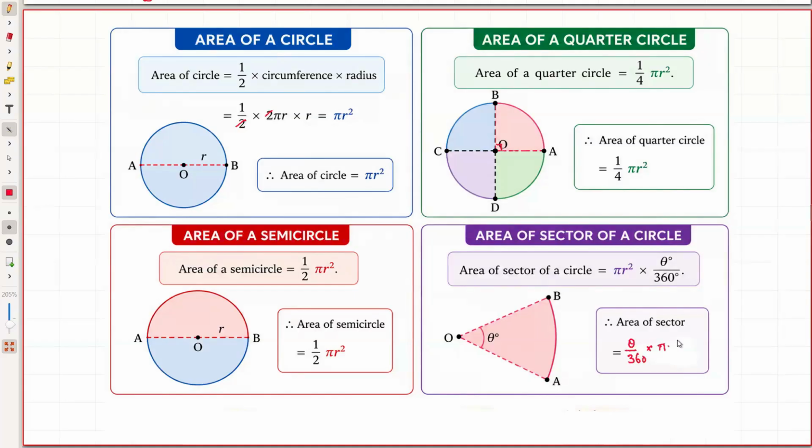In 10th standard, we learn the same formula, theta by 360 into pi r square. Mostly we'll go with theta by 360 into pi r square, as this is easy to use. If you write pi r square into theta by 360, we get the same answer. So mainly we must know the area of the circle, pi r square, and we'll be using the area of the sector, theta by 360 into pi r square. Keep these formulas in your mind.